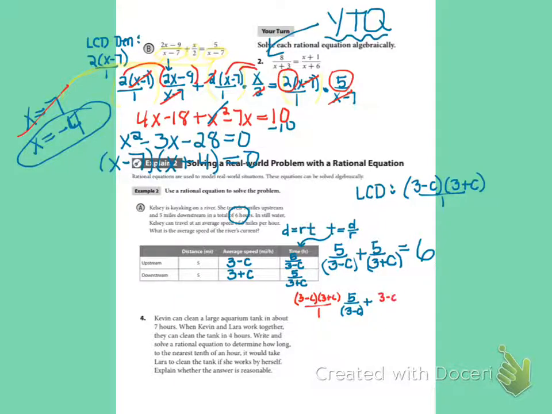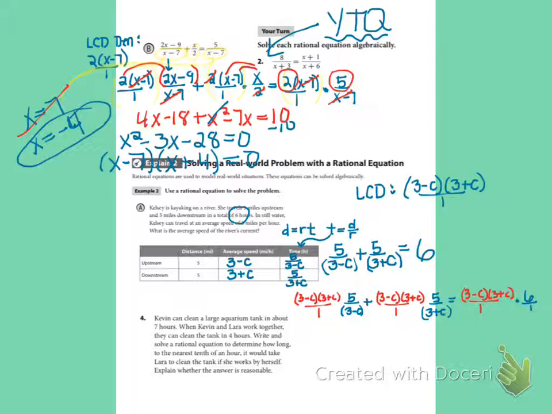So 3 minus c times 3 plus c over 1, and then going to multiply that by the next term, which is 5 over 3 plus c, and then of course on the other side as well. So 3 minus c, 3 plus c over 1, and then times 6, which is really 6 over 1.